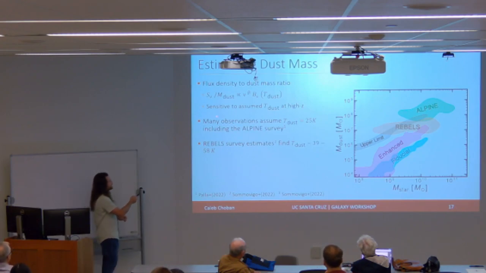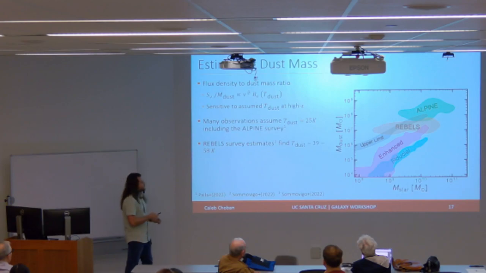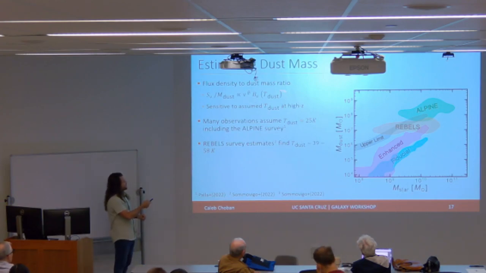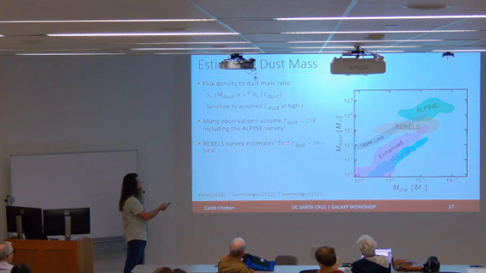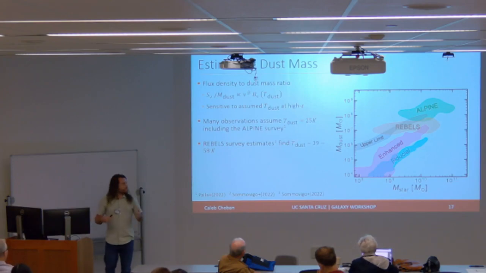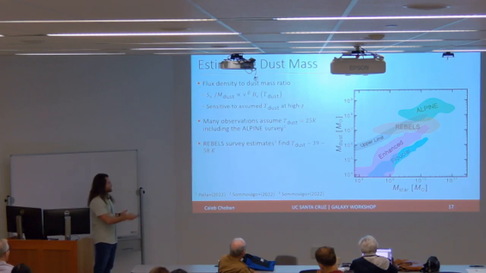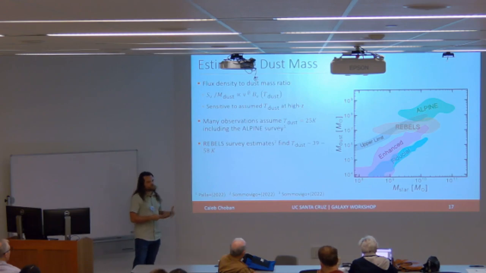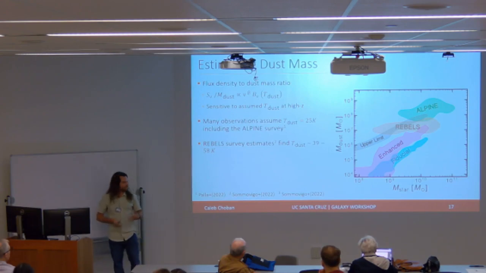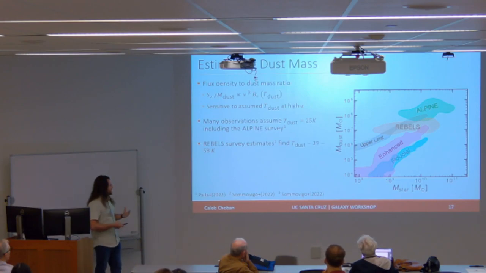But it's really sensitive to this assumption at high Z because you're no longer in the Rayleigh-Jeans approximation limit, and so this doesn't scale linearly with dust temperature, but it's like an exponential. So many observations actually assume the dust temperature. It's just an assumed quantity, and it's around 25 Kelvin, which is what's done with the Alpine survey, and many of the single-source observations too. And this is what's assumed at middling redshift, like 1 to 2, but it may not be the case at high redshift. The temperature may be quite a bit higher.